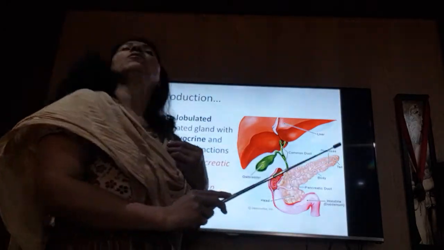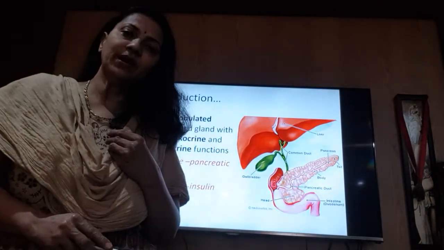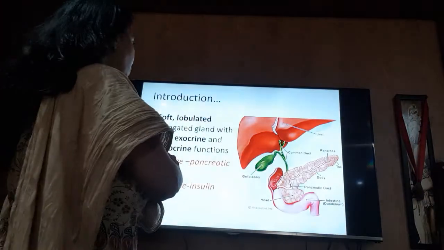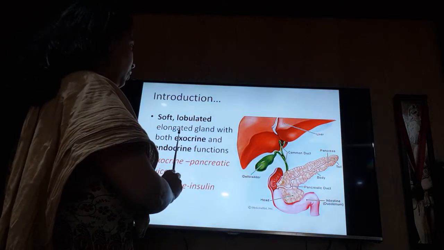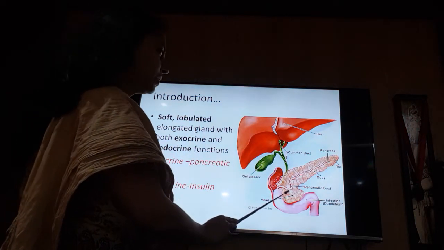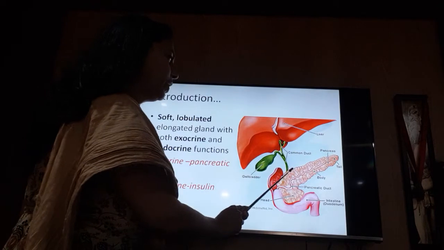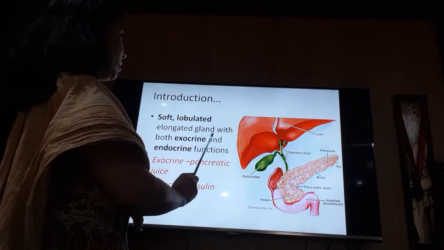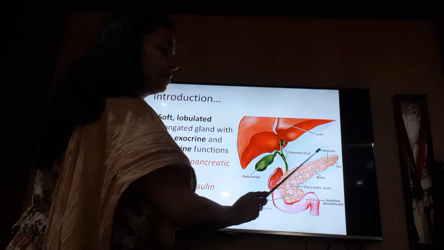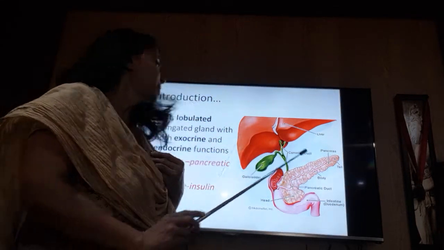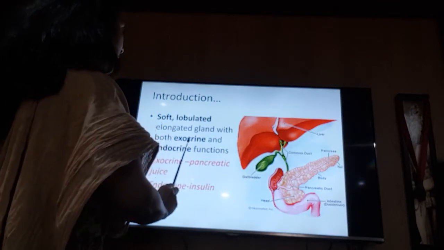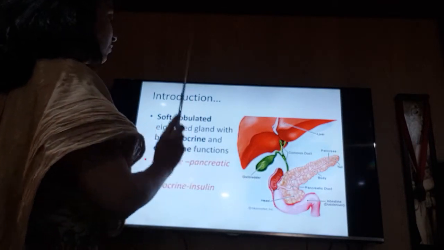Clear? Now we will have to describe what kind of organ pancreas is. So it is a soft lobulated elongated gland. Okay, it is very soft, it is lobulated, you can see lobules are present, and elongated. See, it is long in nature, isn't it? Elongated gland, and is having both exocrine and endocrine function.